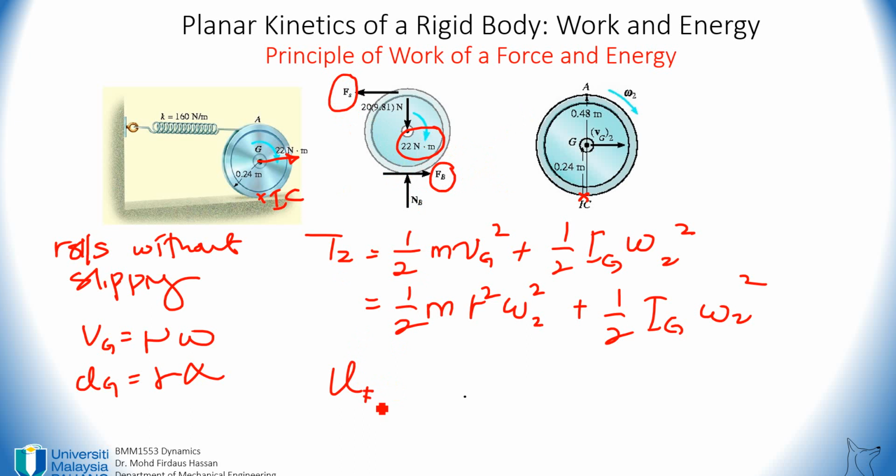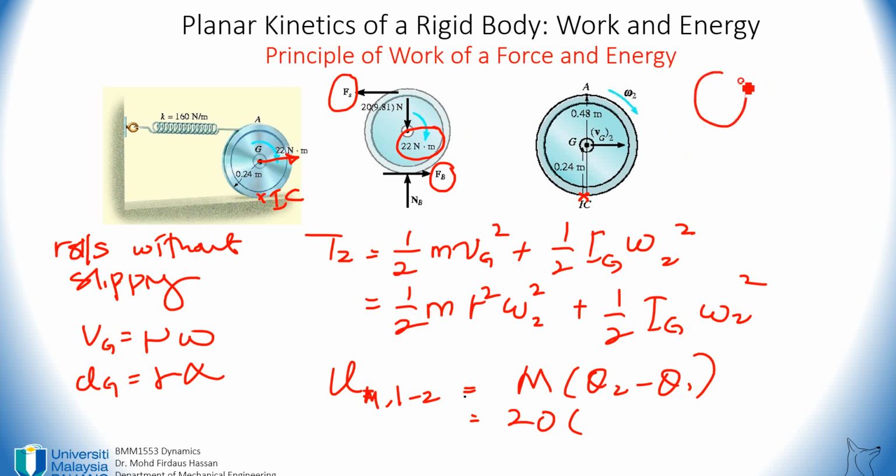F spring and the moment. So I start with the moment from point 1 to point 2, which is M times theta 2 minus theta 1. So M is 220 newton meter. Theta 2: do we know theta 2? No, we don't have theta 2.